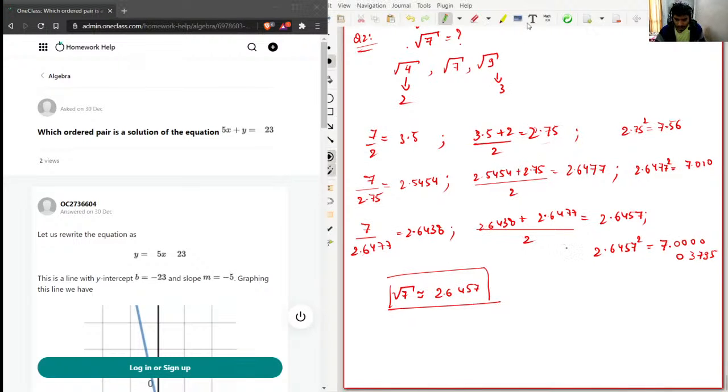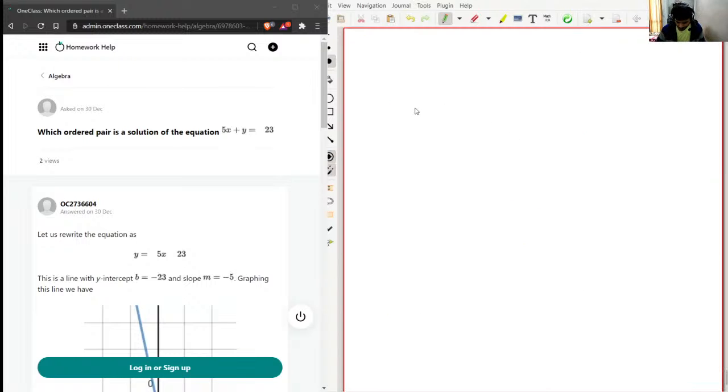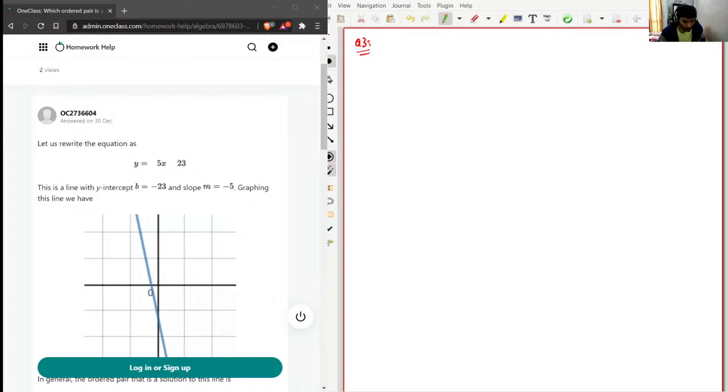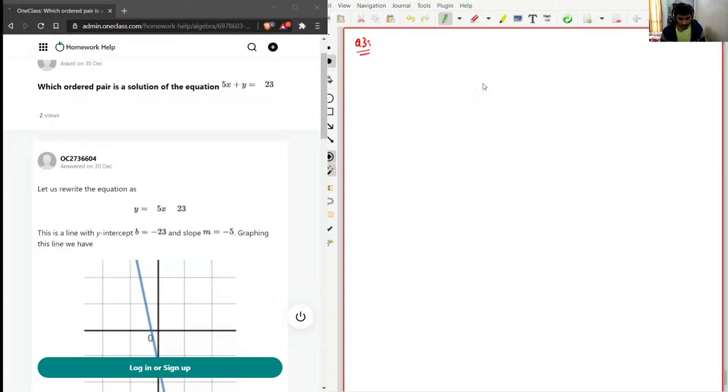So I'll just add a page here. Which ordered pair is a solution of the equation? Let me look at the solution. Okay, so the equation given here is 5x plus y equal to 23.